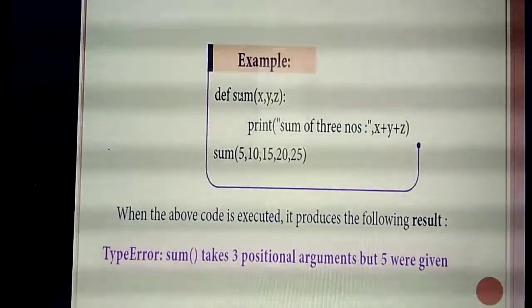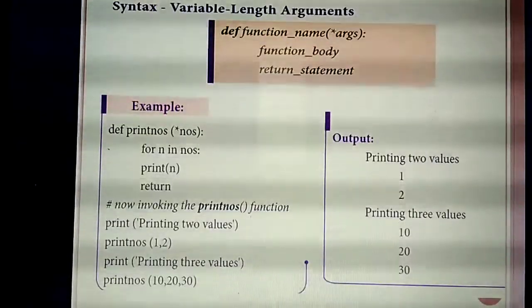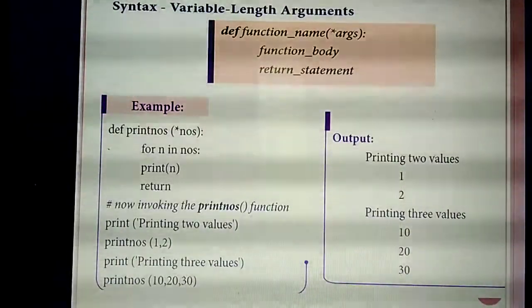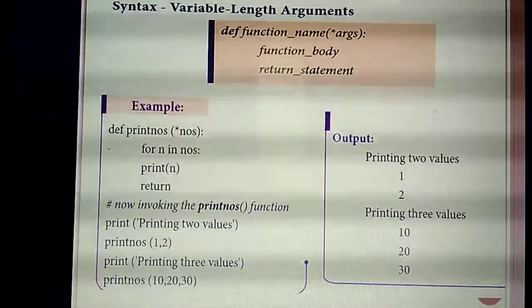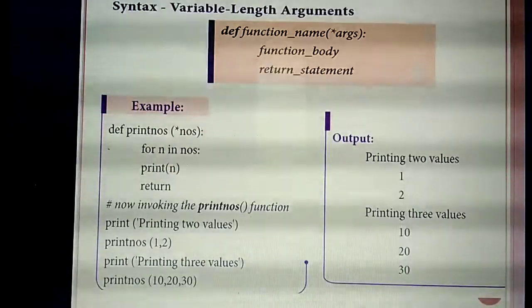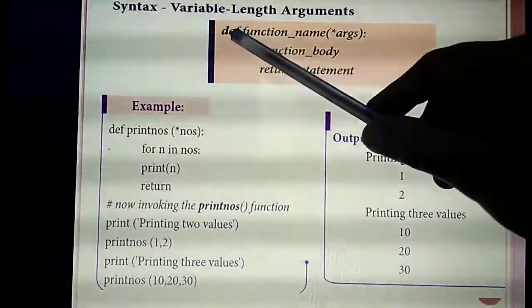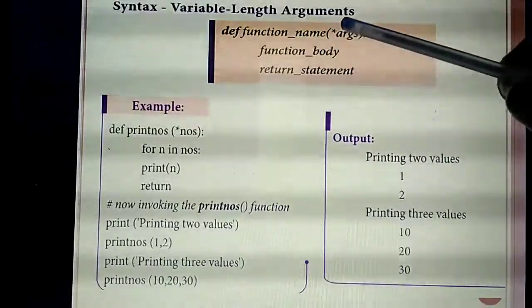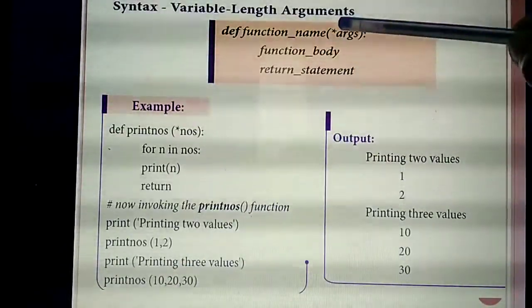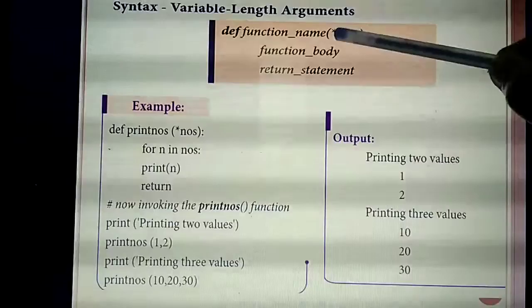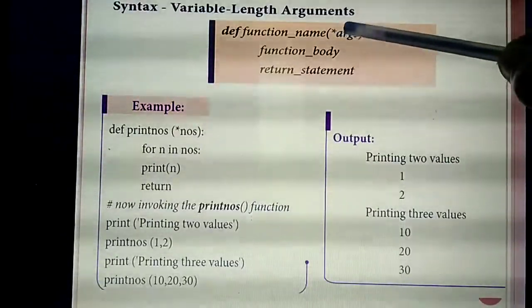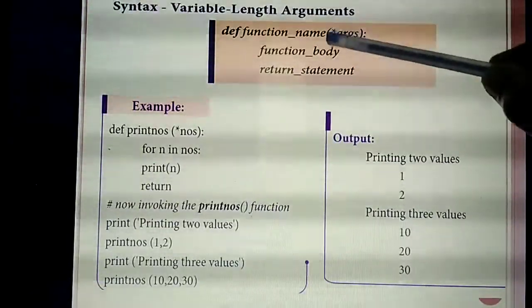So for this kind of situation, which one are you using? Variable length argument. Okay. So what's the syntax for variable length arguments? Listen. First, the syntax starts with the keyword def. Then the function name. You have already studied that if it is a variable length argument, which symbol do you need to use? Star, or asterisk. So, asterisk arguments.